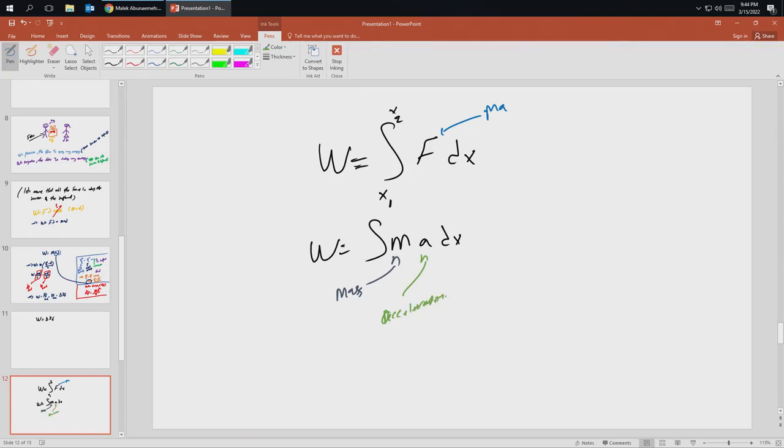What is acceleration? Well, the acceleration was defined as your dv over your dt, your change in velocity over your change in time. So we can actually substitute this back into our little integration. So you've got your integration from x1 to x2, m dv over dt dx.